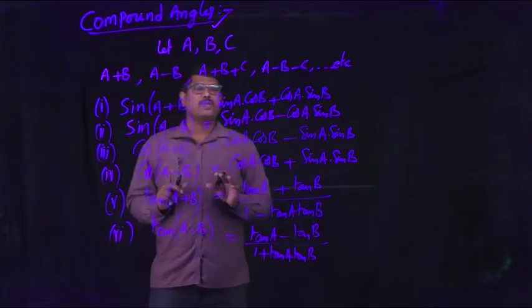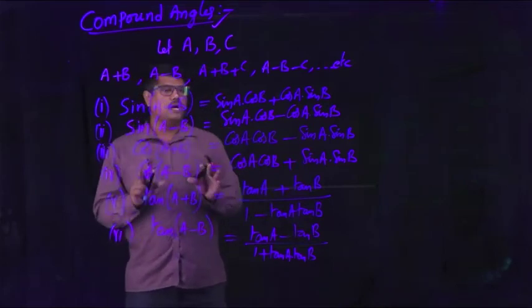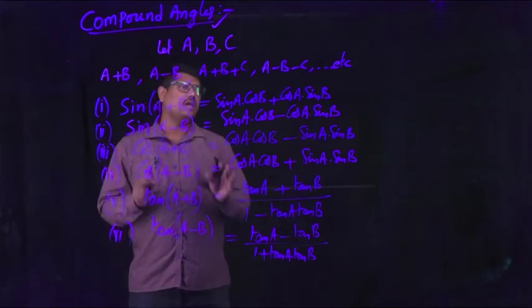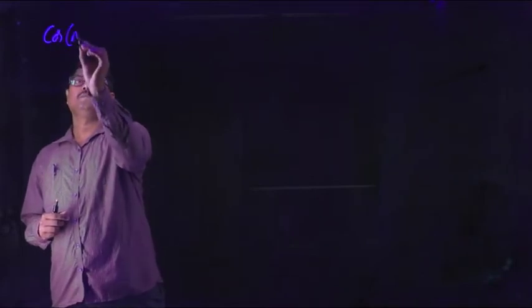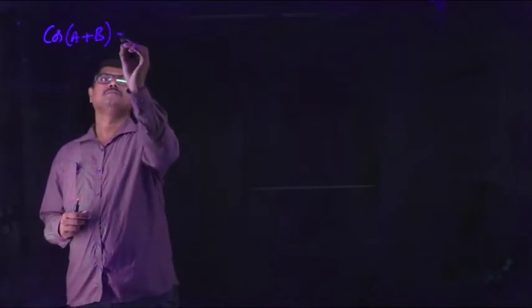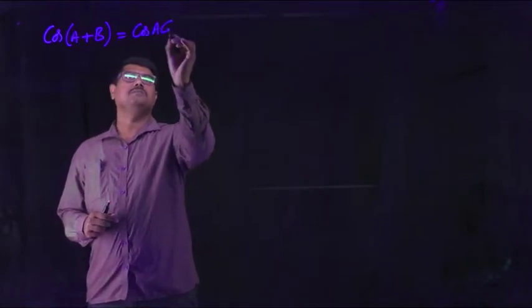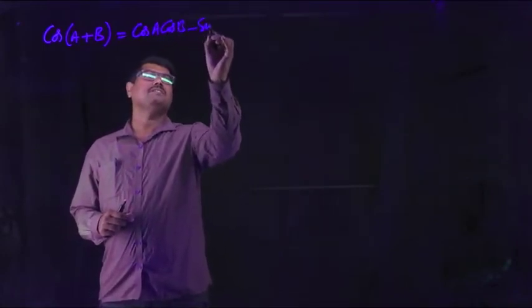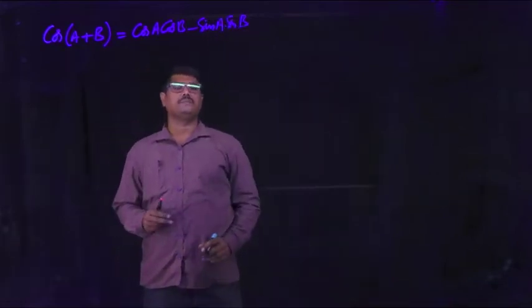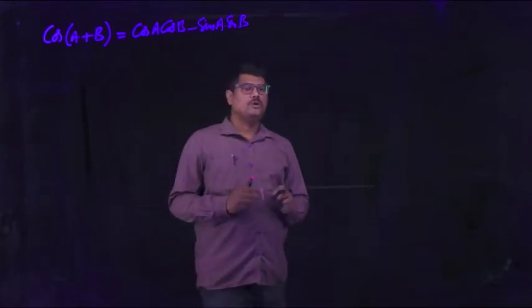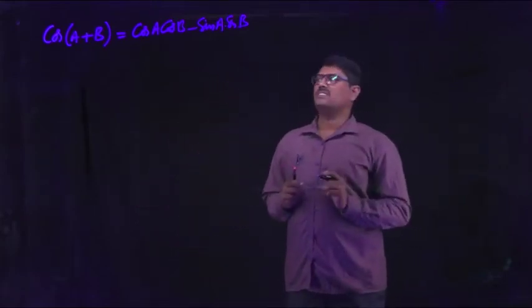Now later we will start the proofs, how these formulas occur. So we will observe the proofs of these formulas. Now let us discuss one formula proof, that is cos of A plus B is equal to cos A cos B minus sin A sin B. Before going to the proof, we have to consider one concept.